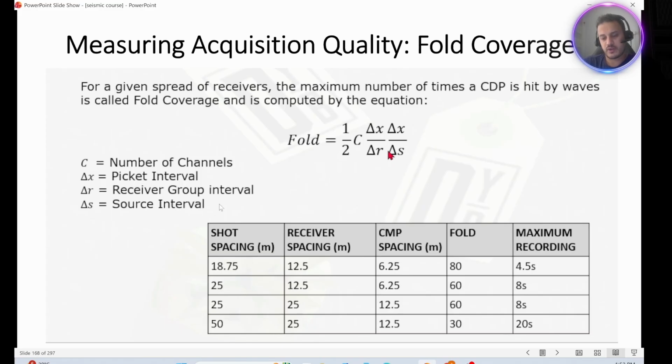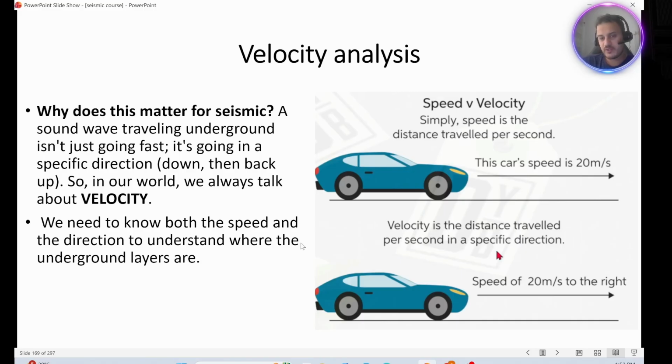and the source interval. What is velocity analysis? So we have to differentiate between speed and velocity.